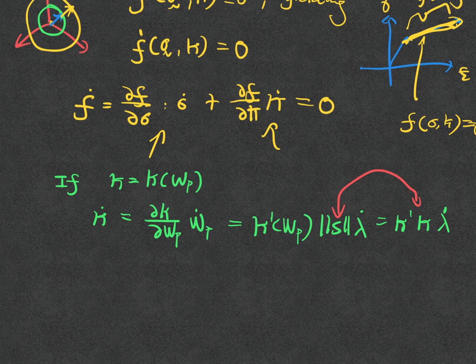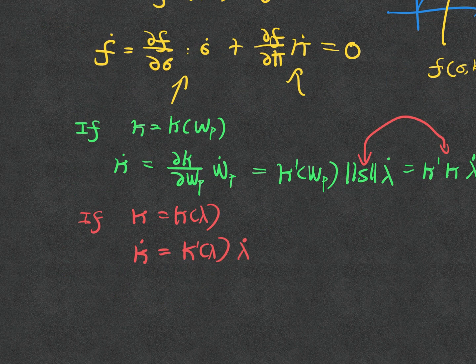Now, if I consider the second case, which is strain hardening, which to be honest I like a little bit more, it's simpler. Then kappa dot equals the partial derivative of kappa as a function of lambda times lambda dot. I think that's pretty obvious, right? Okay, just the partial derivative.